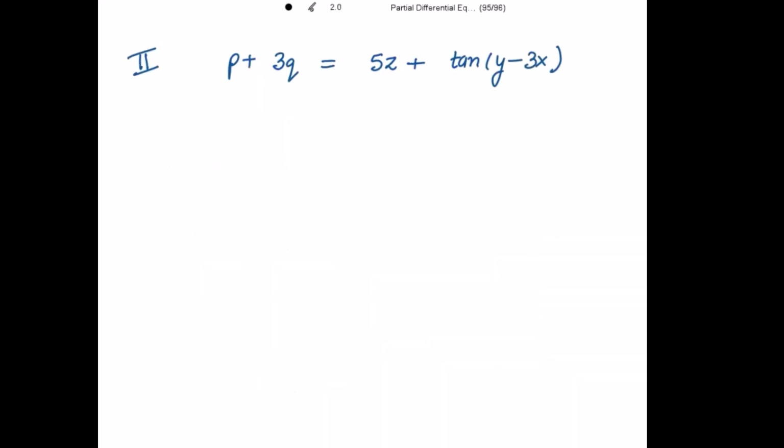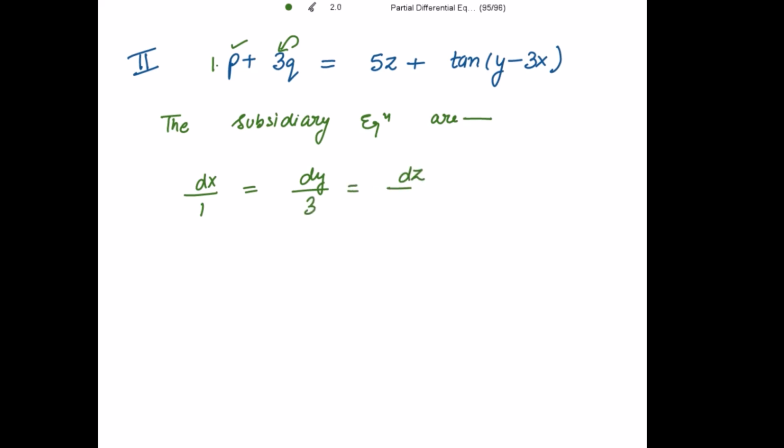p plus 3q equal to the right hand side. Okay, how to write this? Let's write the subsidiary equations. The subsidiary equations are dx divided by the coefficient of p, which is 1, equals dy divided by the coefficient of q, which is 3, equals dz divided by what is present on the right hand side.